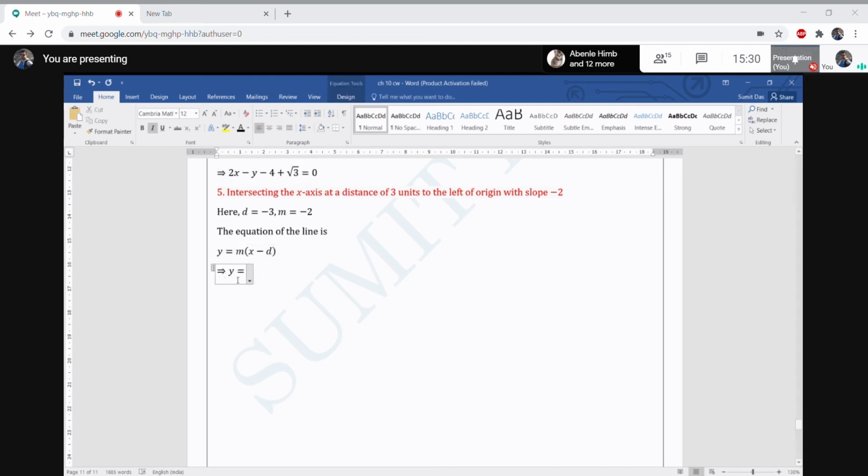Y equal to m, which is -2, then x minus, in bracket, -3. D value is -3. So next line, y equal to -2, inside the bracket x plus 3, which is equal to y equal to -2x -6. Next line, you can take everything to the left hand side. It will be 2x plus y plus 6 equal to 0. That's our equation.